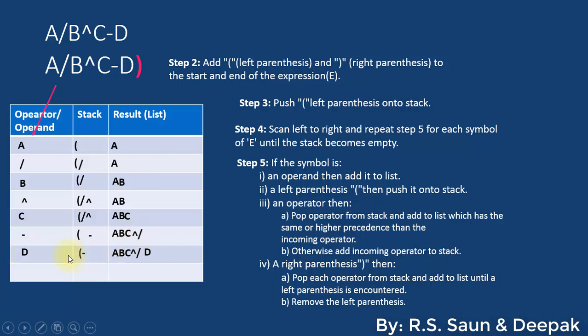Okay, now the last right parenthesis. If a right parenthesis is encountered, then pop each operator from stack and add to list until a left parenthesis is encountered. So we have only one operator, so we have to repeatedly pop and add to the result. So we have only one, so it will move toward the list and this will be our result, and then we have to remove the left parenthesis from the stack. Okay, so finally we will be getting our result.